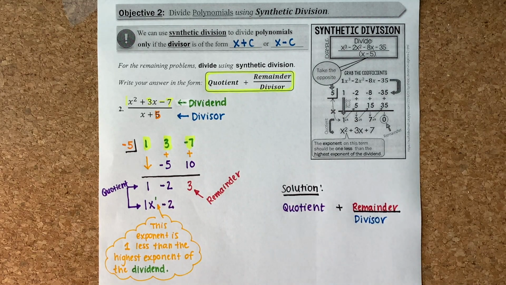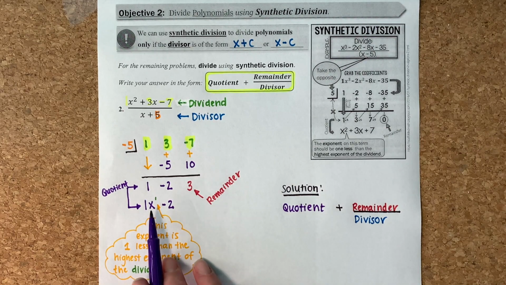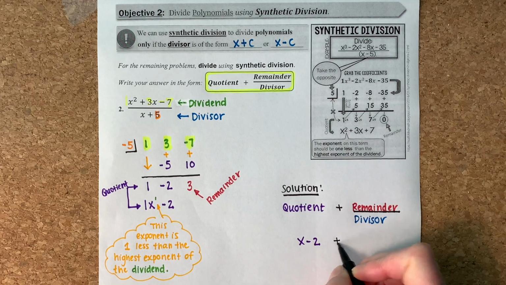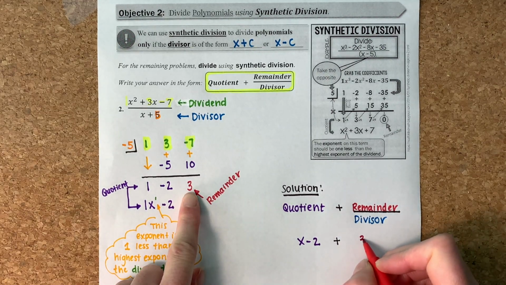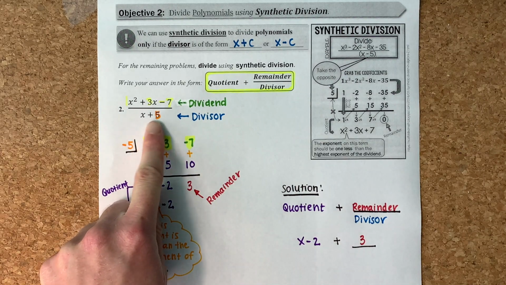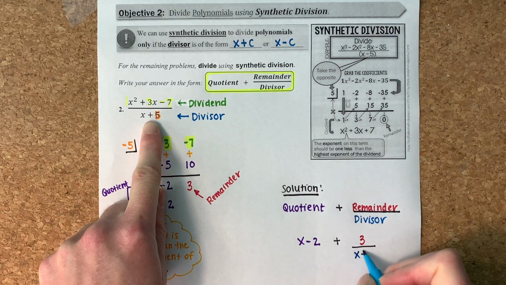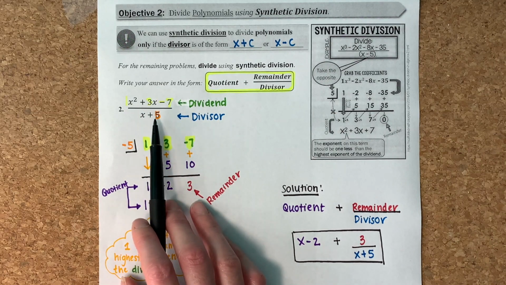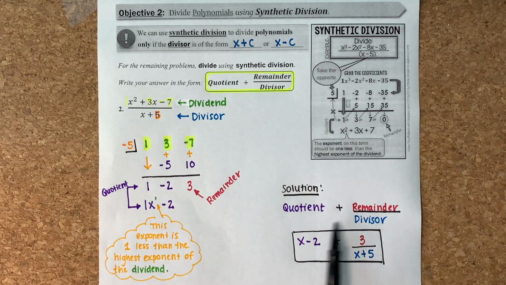So for our final answer, we start with the quotient, which in simplest form, we can write as x minus 2. And then we add the remainder, which was 3, divided by the divisor, which is the denominator in the original problem, x plus 5. So if you take this polynomial and divide it by this polynomial, this is your final answer.